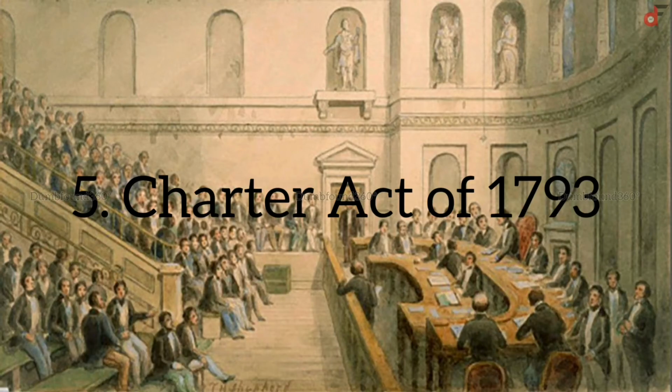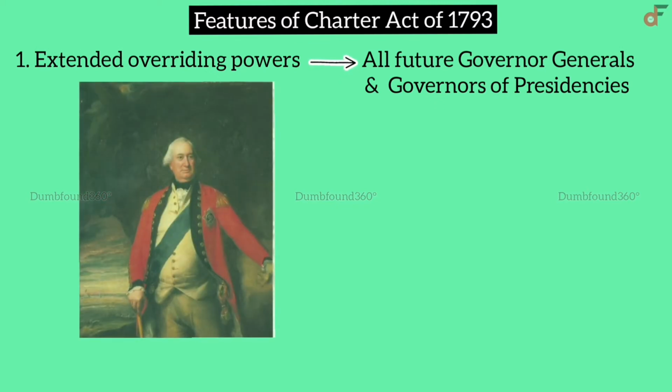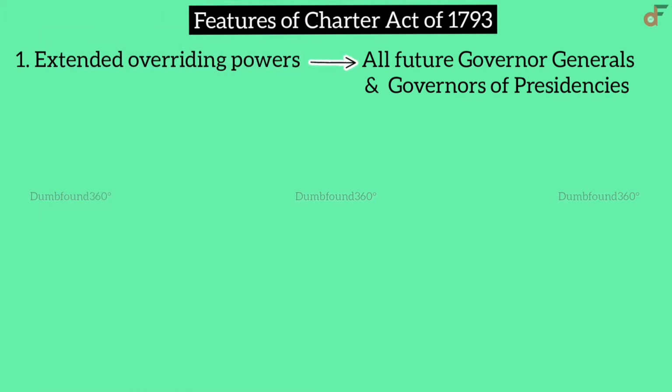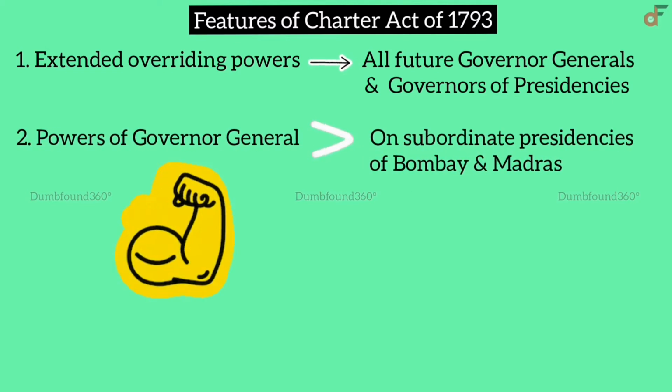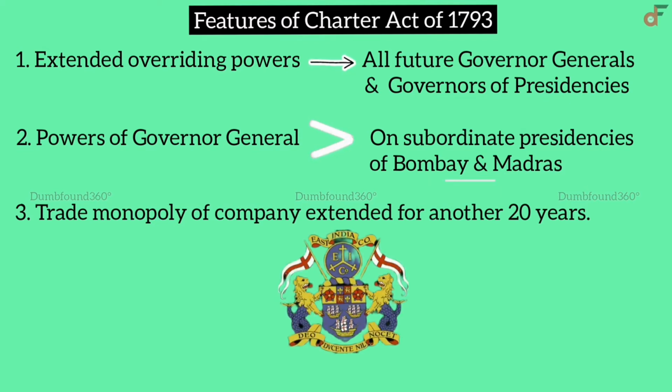Charter Act of 1793. The features of this act were: 1. It extended the overriding powers given to Lord Cornwallis over his council to all future Governor Generals and Governors of Presidencies. 2. It gave the Governor General more powers and control over the governments of the subordinate presidencies of Bombay and Madras. 3. It extended the trade monopoly of the company in India for another period of 20 years.